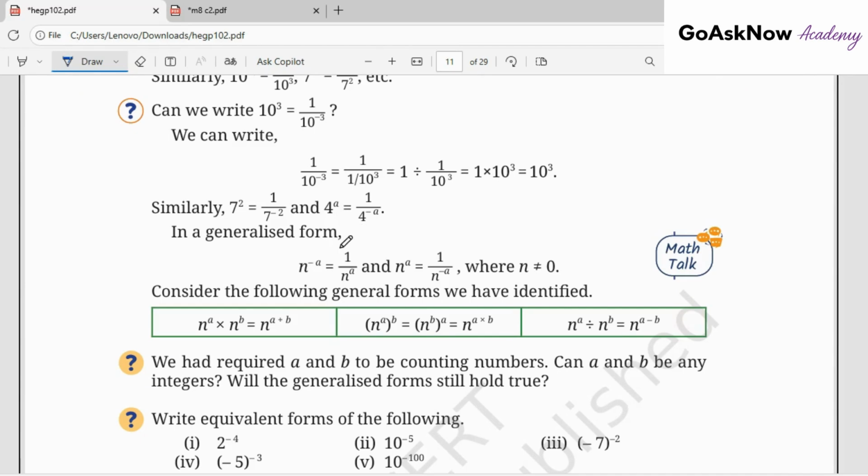In the general form, n power minus a is equal to 1 by n power a, and n power a is equal to 1 by n power minus a, where n is not equal to 0.